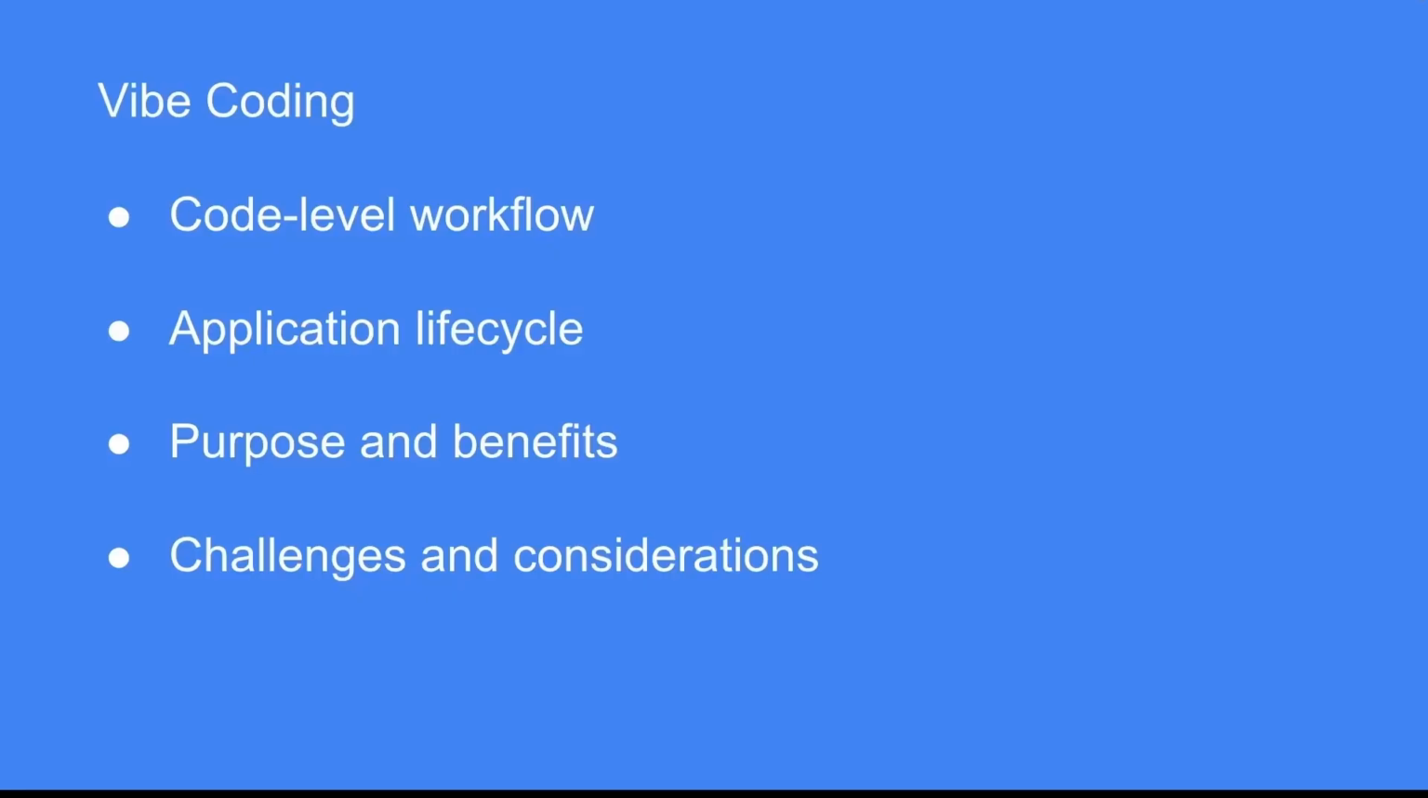Vibe coding generally follows a two-level workflow. Code-level workflow, a conversational process for creating and perfecting specific code snippets. This involves providing a natural language prompt, the AI generating code, executing and observing the results, and providing feedback to the AI. This cycle continues until the code works as intended.